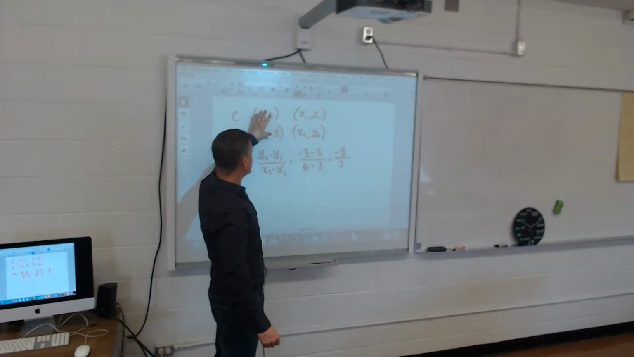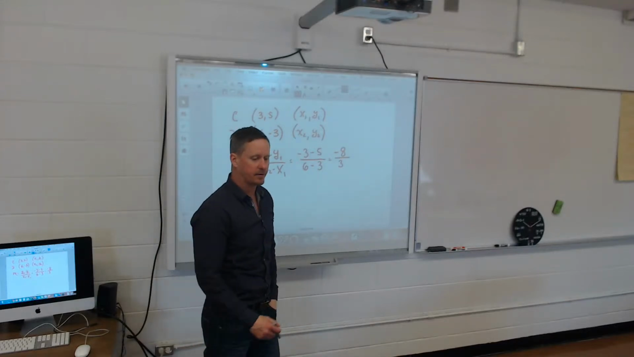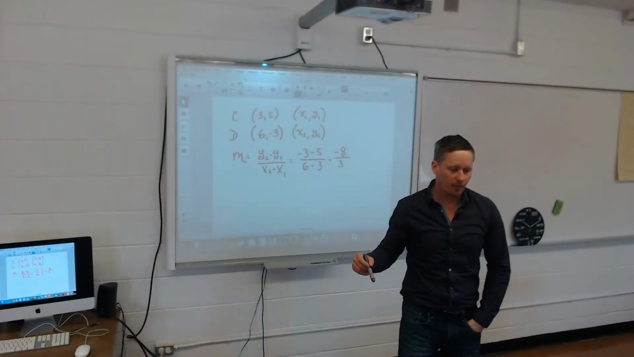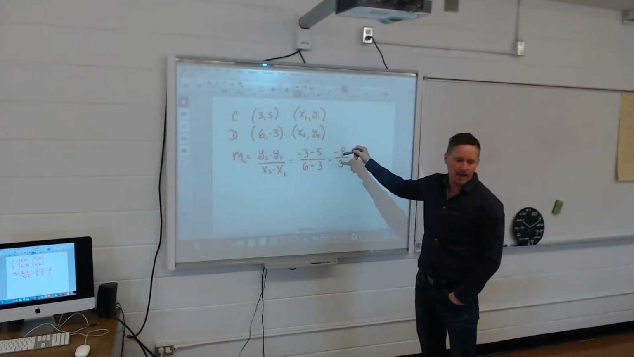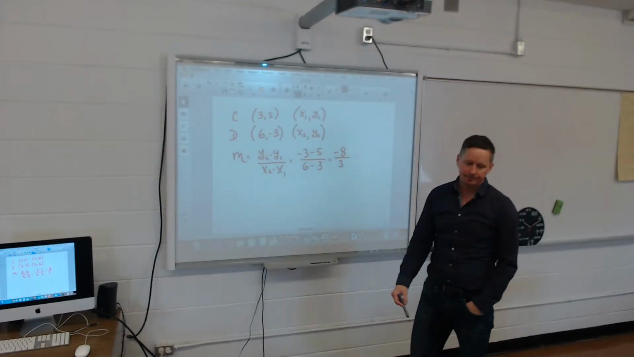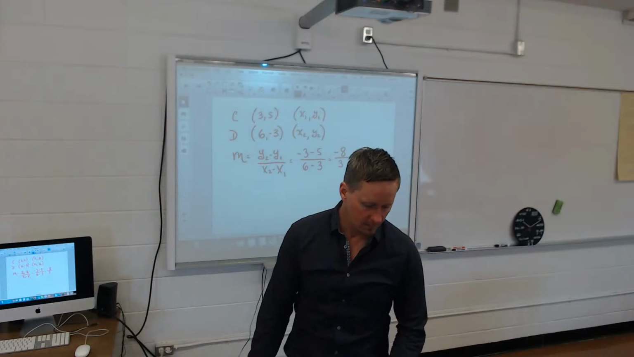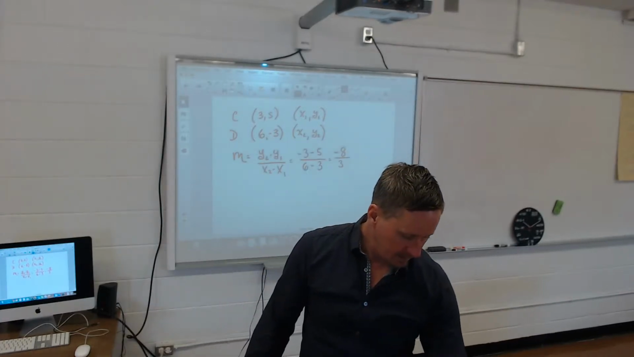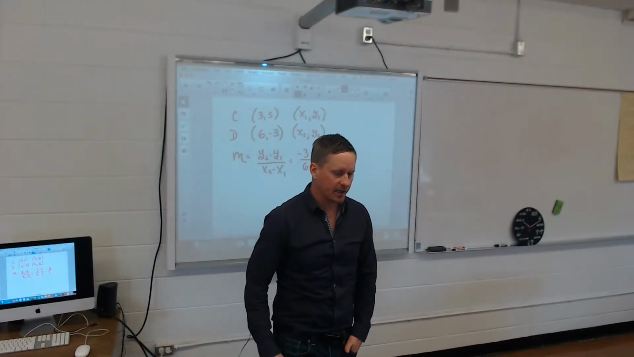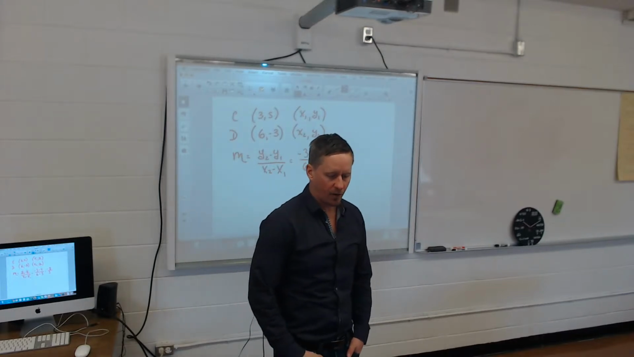If I drew a line between 3 and 5 and 6 and -3, I could always go from one coordinate to the next by going down 8 and right 3. They do a good job of showing you this on page 131. They draw the graphs for you.